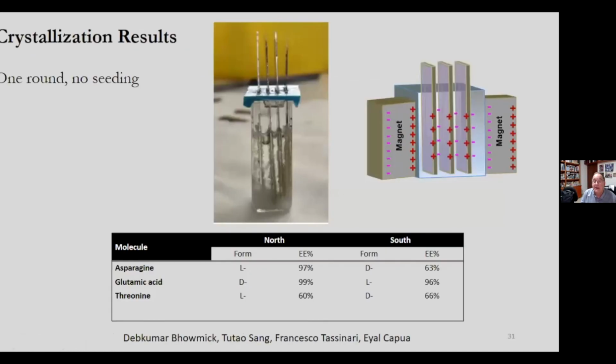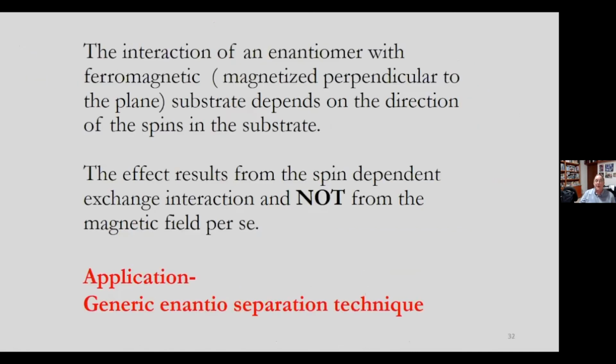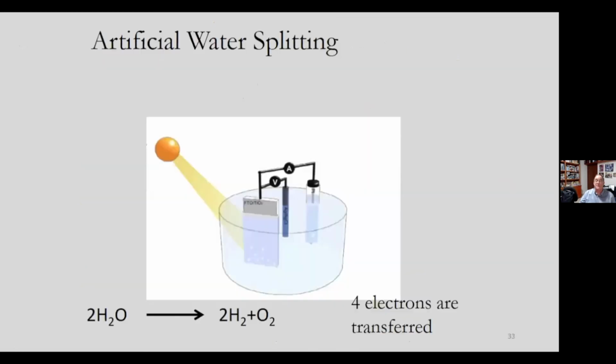And here is another device that we made, and it allows us to get very high enantiomeric excess in crystallization without the need to seed. Usually today, in order to separate enantiomers by crystallization, one uses seeding. We don't have to seed anything. We simply put a magnet and we get the crystals. And this provides us with a generic method for enantiomer separation.